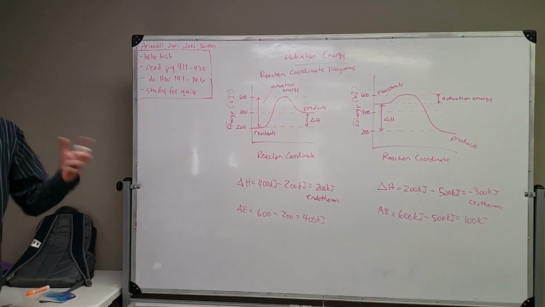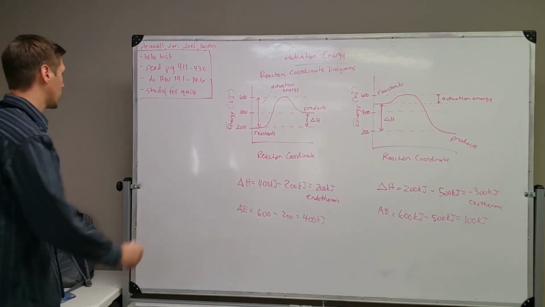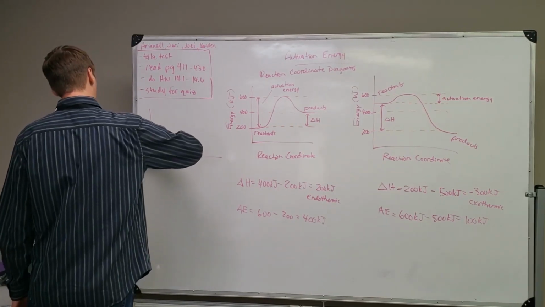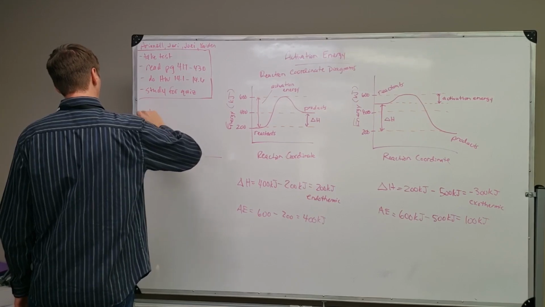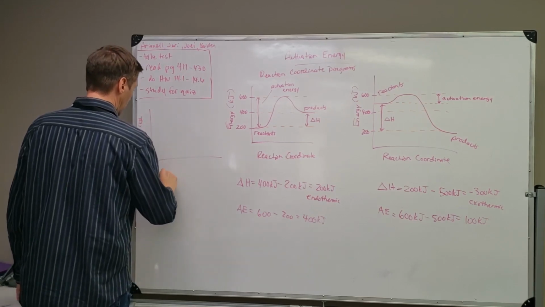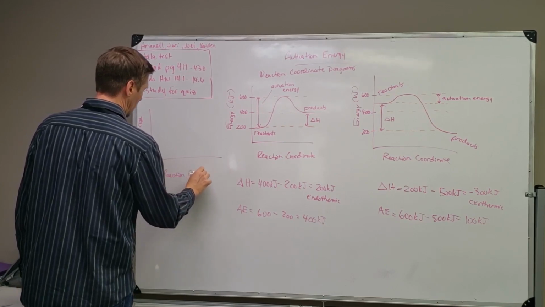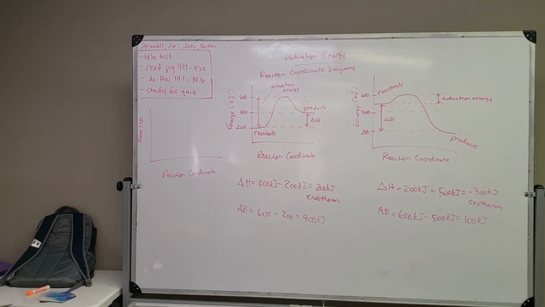So this one, they give us all the pieces, and they say, I want you to draw the diagram for it, right? So it's the reverse of what we just did. So we got to draw the diagram. We're going to put energy over here in kilojoules. And this is our reaction coordinate down on the bottom there.